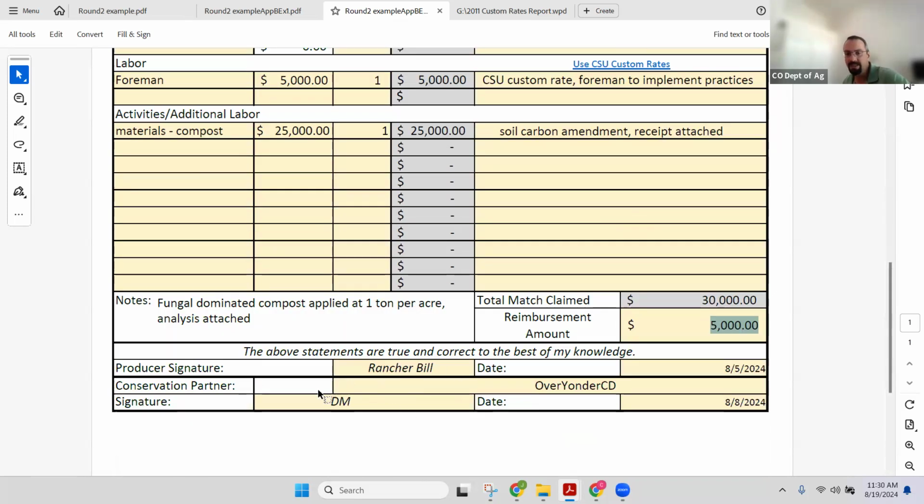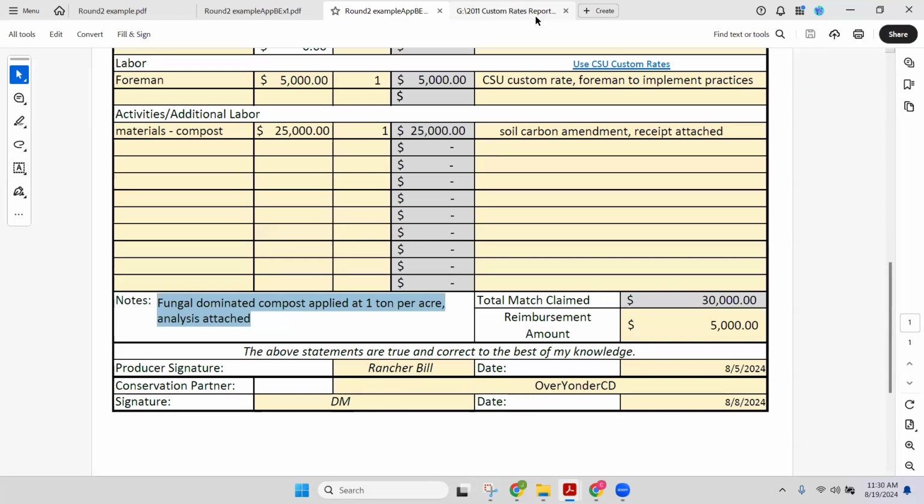And of course, please don't forget to sign this, both by the individual who submits it. This one also, this is the only example I have with notes in it, but they applied this at this application rate as a fungal dominated compost, which is great. Whatever you guys choose to do, but having a little bit of an explanation in here for something that's a little different would be really helpful for us.